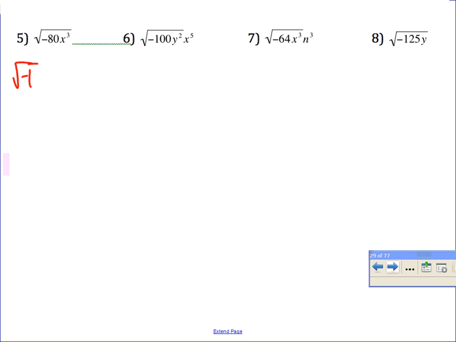Next, I want you to ask yourself, okay, well, we have square root of 80 and square root of x squared. So I'm going to break these up using the product property of radicals. Square root of 80. There is a perfect square that goes into 80. And there's actually a couple of them. But I want you to think for a minute here, what's the largest perfect square that goes into 80?